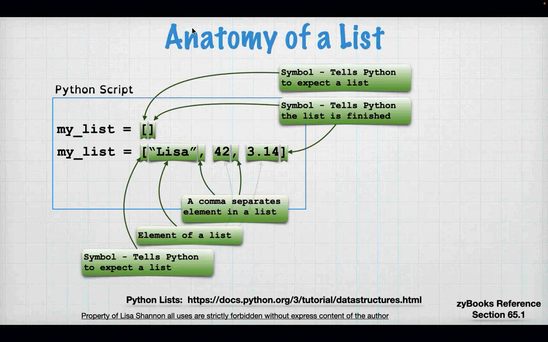Now you'll notice there is no comma after 3.14. You only need commas in between elements. You don't have a comma after the open bracket, you don't have a comma before the closed bracket, it's only in between the elements.